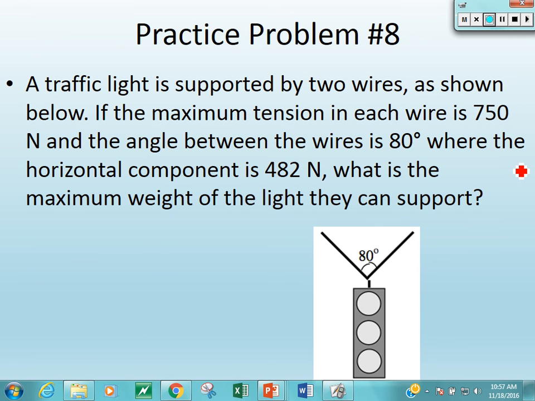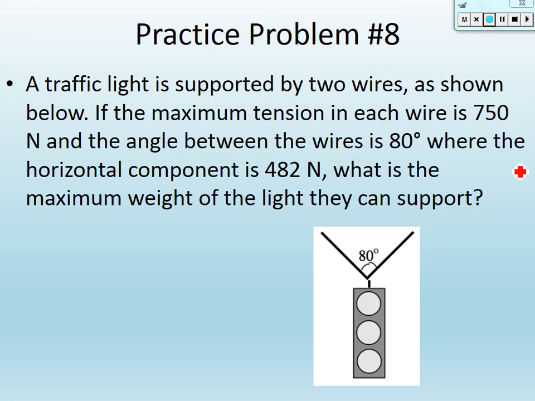Okay, let's see if you guys are on the right track here. It says a traffic light is supported by 2 wires. Okay, here's our 2 wires. One right here and there's one right here. As shown below, if the maximum tension in each wire is 750, so this is 750, and this one is 750, and the angle between them is 80 degrees, and the horizontal component is 482 newtons, what is the maximum weight of the light that they can support?